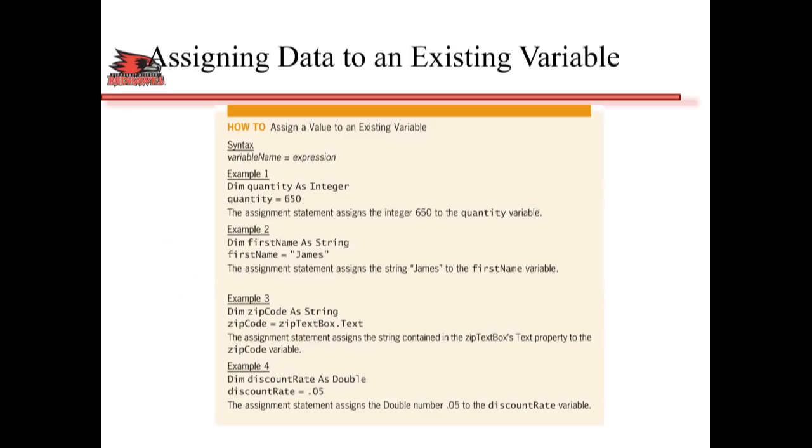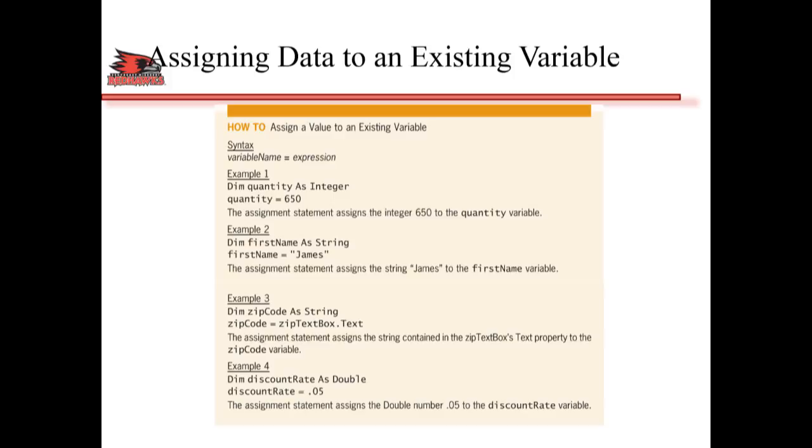So here some assignment examples are given. Examples 1, 2, and 4 are basically constant assignments. So quantity will have 650, firstName will have "James", or discountRate will have 0.05 in it. This might change later on, you might give some other value to it, but as long as you don't assign anything, these are constant values.